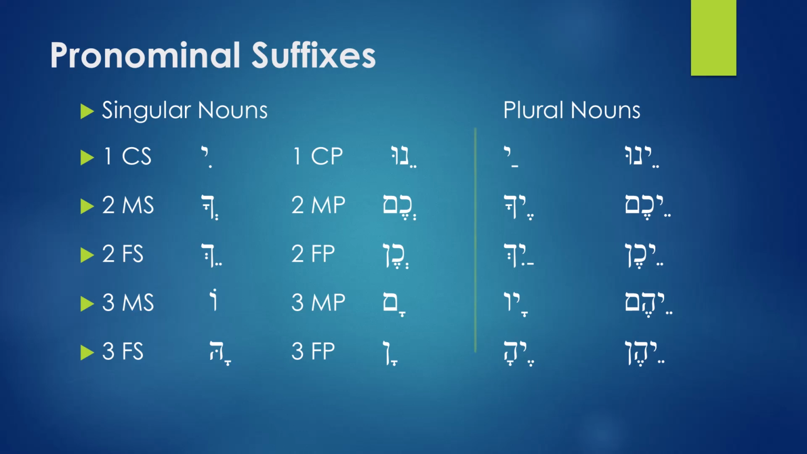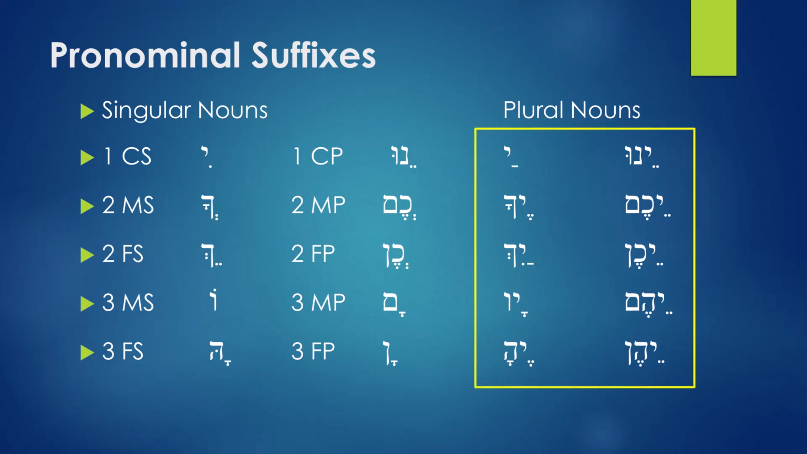And the second two rows are the suffixes that are added on plural nouns. For example, if you're talking about horses, not a horse, but horses, you're going to attach these endings to show possession to the word horses. If you want to say my horses, her horses, his horses, you're going to attach these endings here. So the first two rows are added on singular nouns. The second two rows are added on plural nouns. If a noun is plural, you're going to add these endings here.